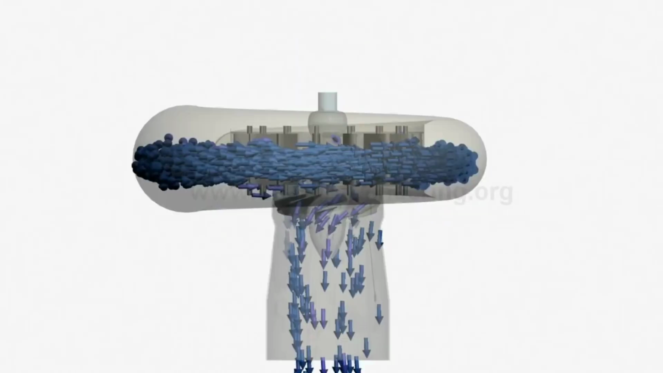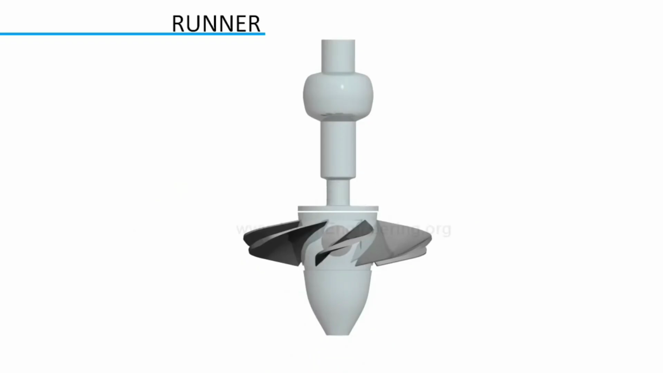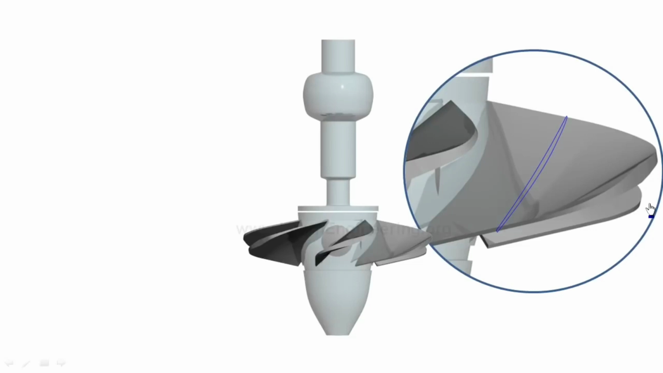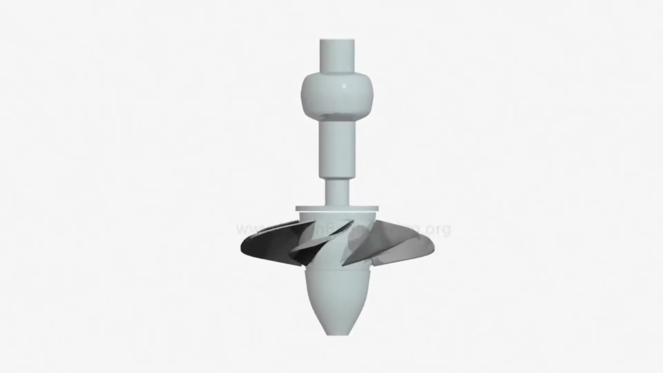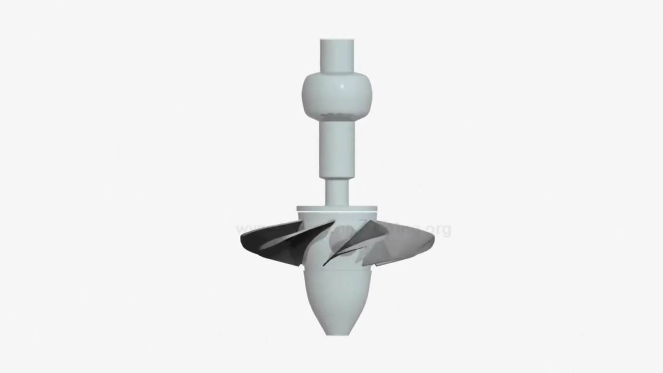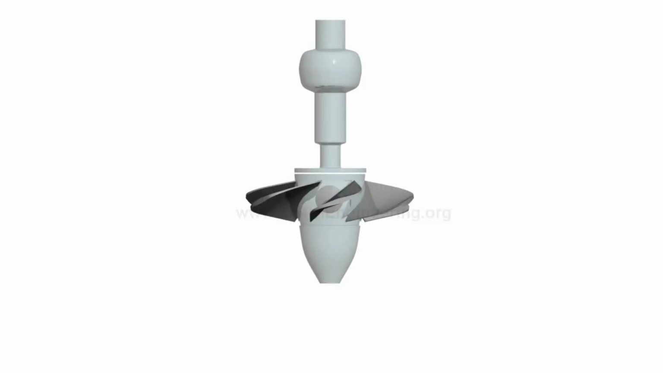Water, after crossing the guide vanes, passes over the runner. Finally, it leaves through the draft tube. The most important part of a Kaplan turbine is its runner. The cross section of a runner blade has a curved shape when water flows over it. It will induce a lift force due to the airfoil effect. The tangential component of the lift force will make the runner rotate. This rotation is transferred to a generator for electricity production.